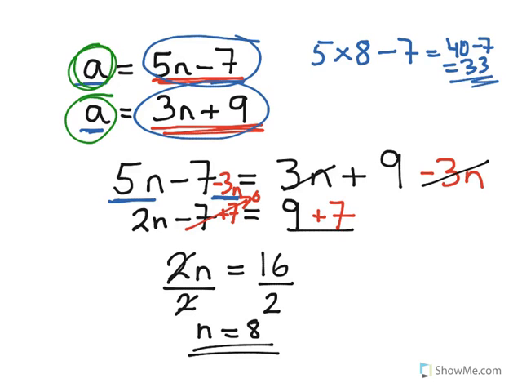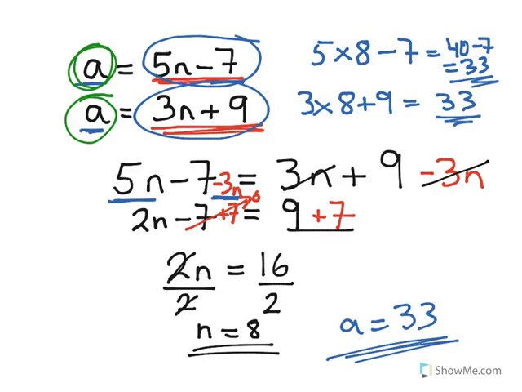Okay, let's try the second expression then. 3 times n, which I know is 8, plus 9. 3 eights are 24. 24 plus 9 also equals 33. So the number that I was looking for, a, this number in my sequence that I didn't know what it was, is 33. So a equals 33.